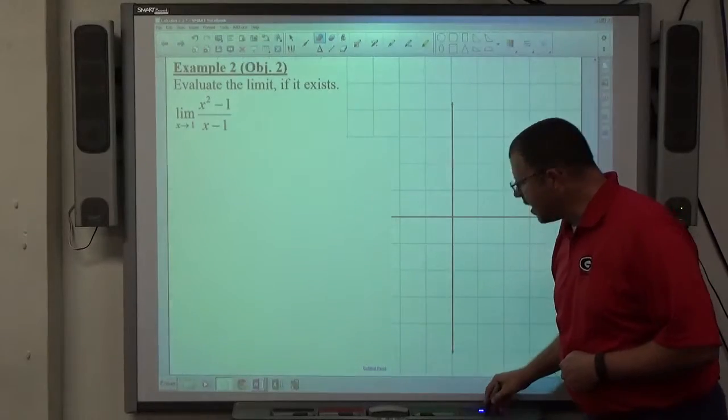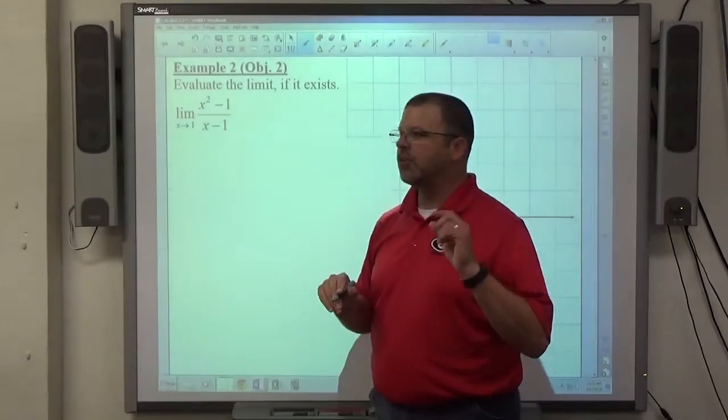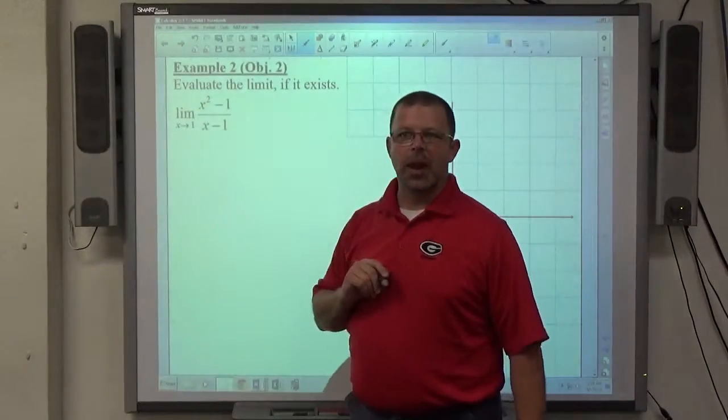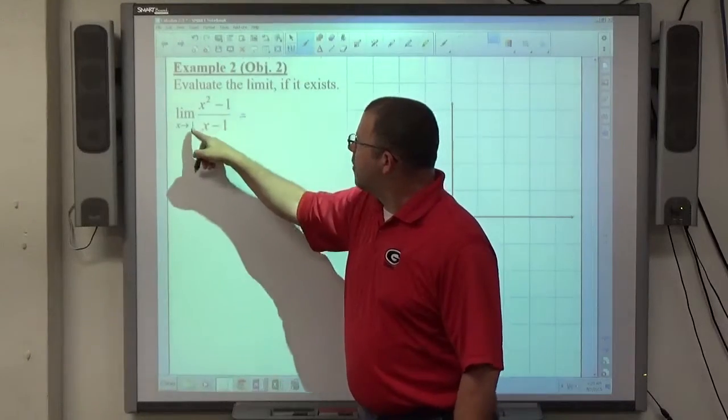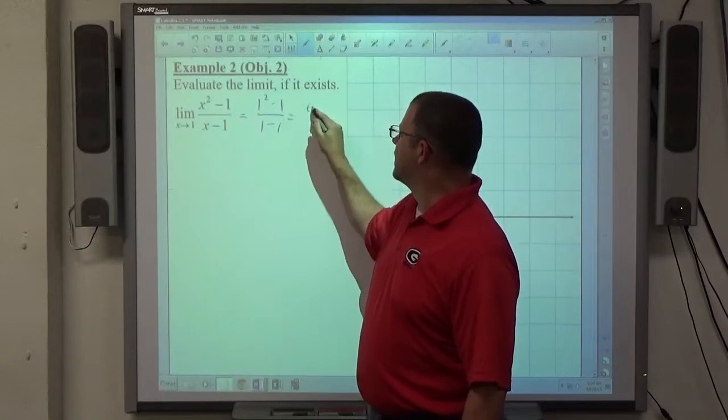So first step, I see lim, and I'm not in that section where it says justify all your steps. My first step is simply going to be to put this number in that expression and see what happens. Let's try it out. If I put 1 in, I'm going to get 1 squared minus 1 over 1 minus 1, which makes 0 over 0.